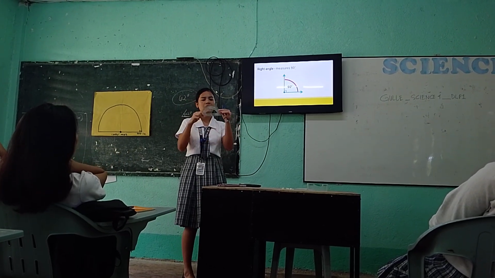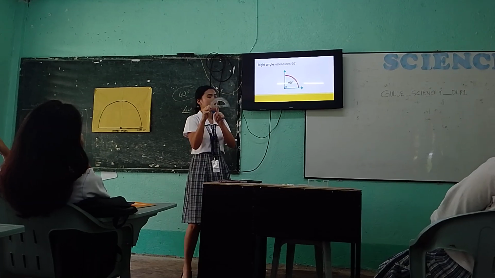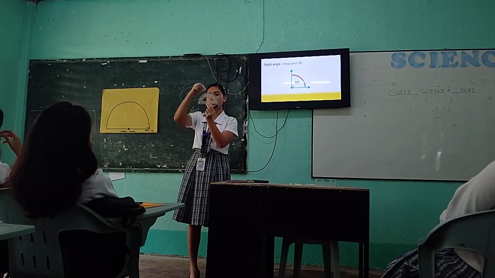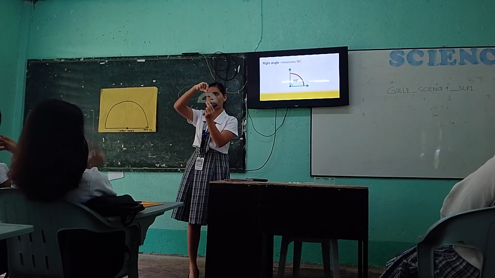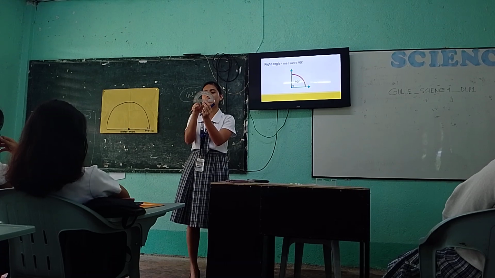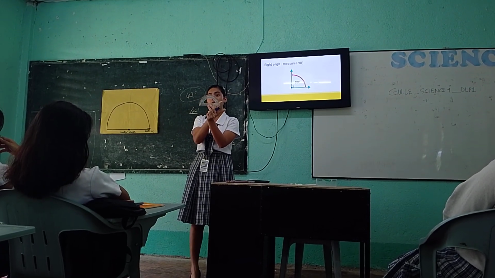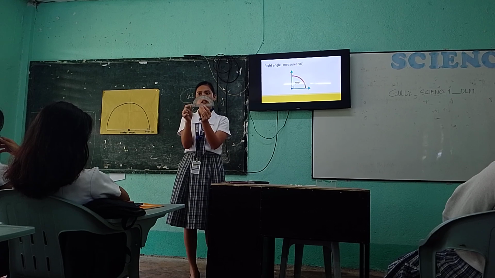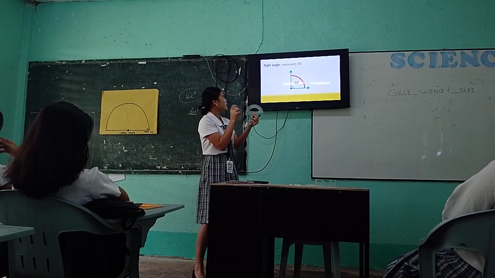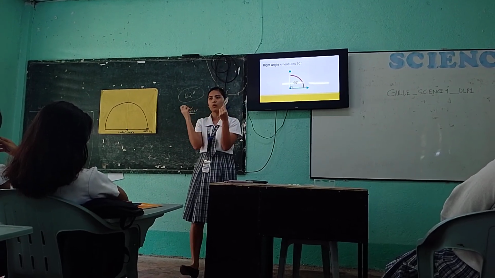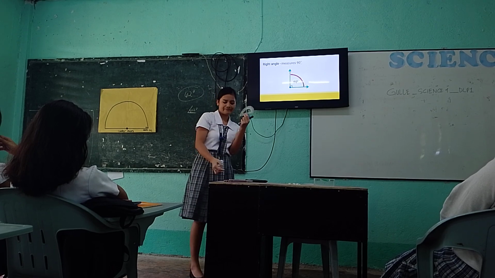Tinawag siyang right angle because 90 degree is the center of the protractor in which same yung size nila sa left and right side of the protractor. Kaya tinawag siyang 90 degree. So when we say right angle, it is measured what? 90 degrees.